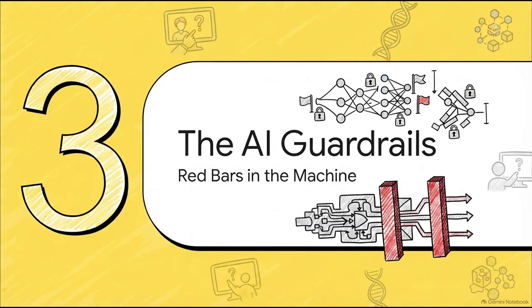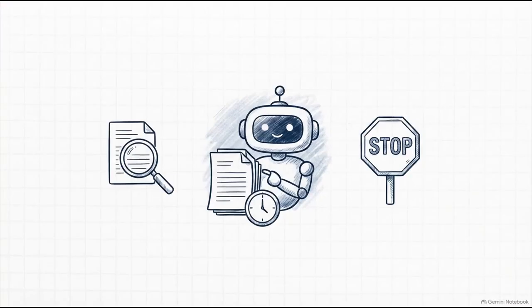And that naturally leads us into section 3, the AI guardrails, red bars in the machine. Look, there's a lot of totally understandable nervousness around AI in healthcare right now, especially when we talk about generative AI. So we really need to explicitly define the strict boundaries placed on the orchestrating large language model inside this machine. Here is exactly what the LLM does.